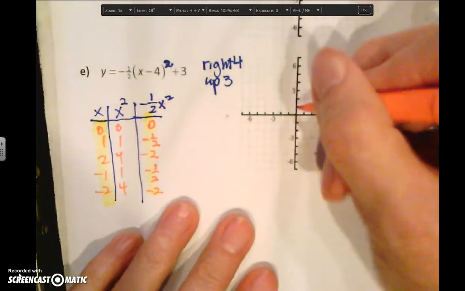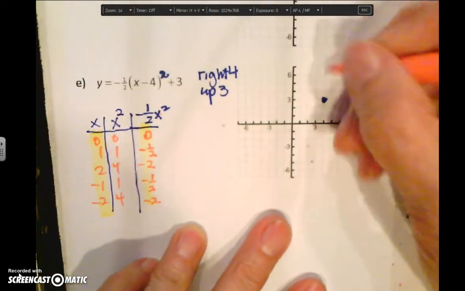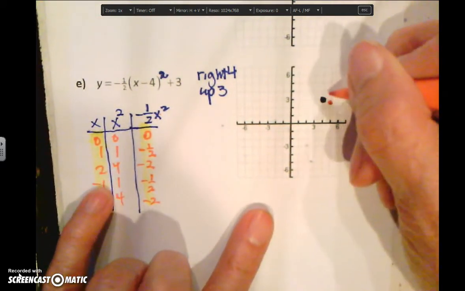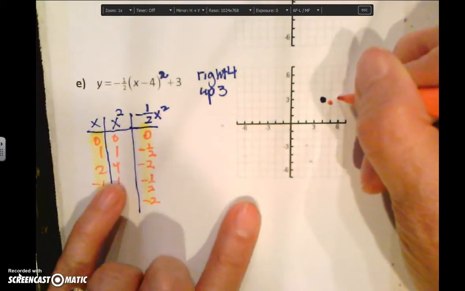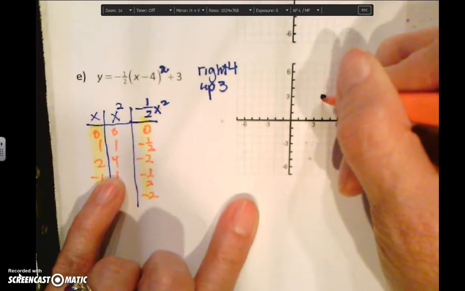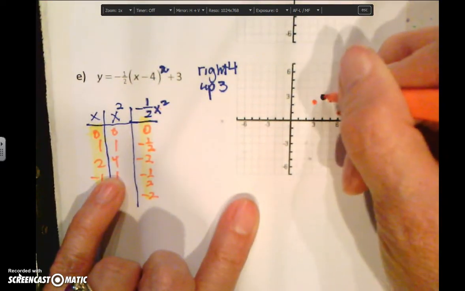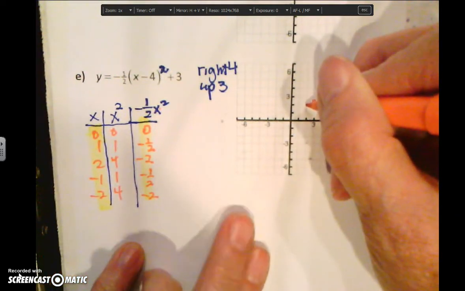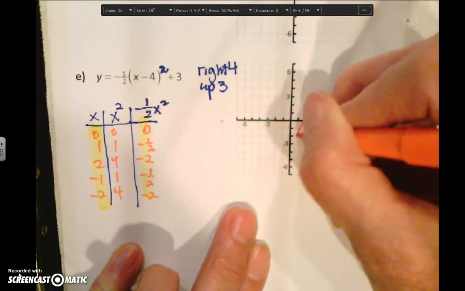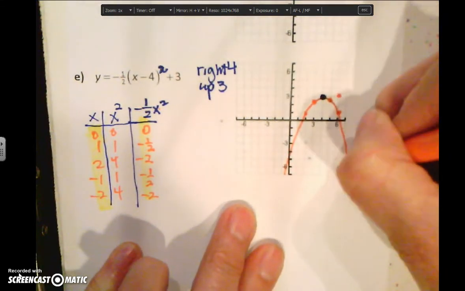So let's plot our x and new y values here. From our new starting place right here, 0, 0. We have 1, down 1/2. We have over 2 and down 1, 2. Then we have back 1, down 1/2, and back 2 and down 1, 2. So we have a graph that looks something like this.